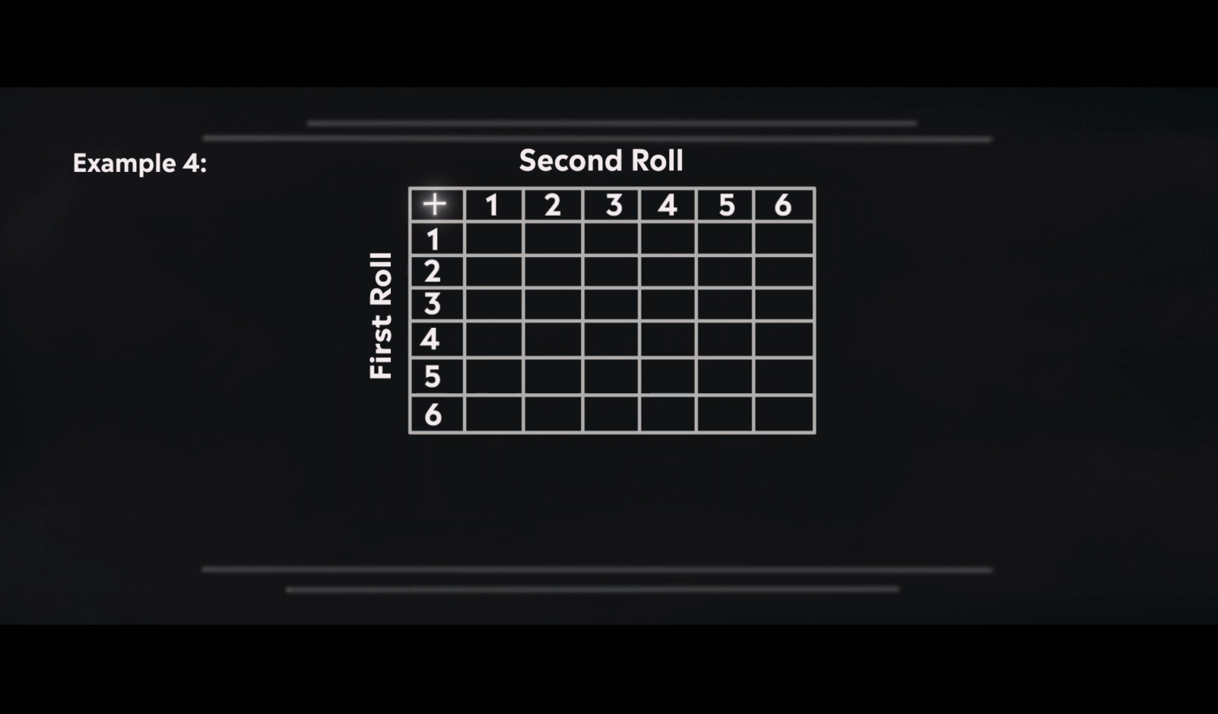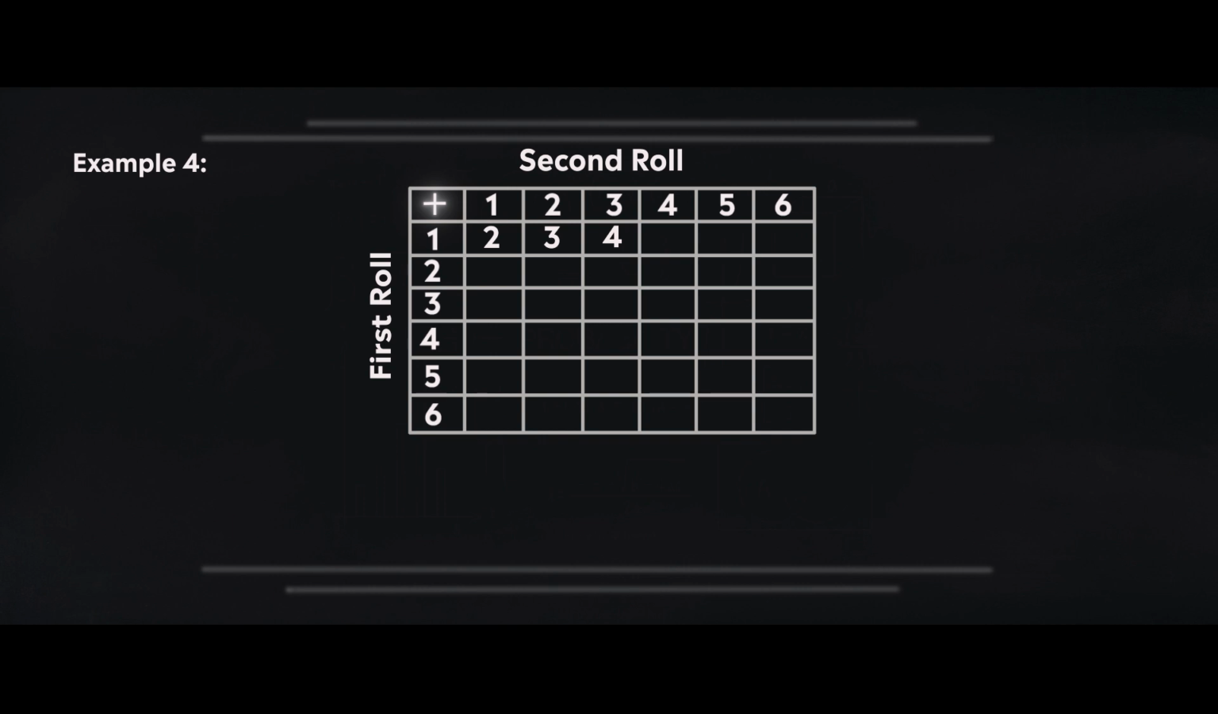There is a possibility that you might roll 1 on the first roll as well as 1 on the second roll. So the sum would be 2. There is a possibility that you might roll 1 in the first roll and 2 in the second roll. In that case, the sum would be 3. This is how we go on. If you roll 1 on the first die and 3 on the second roll, it would be 4. This is how you go on filling up the chart.